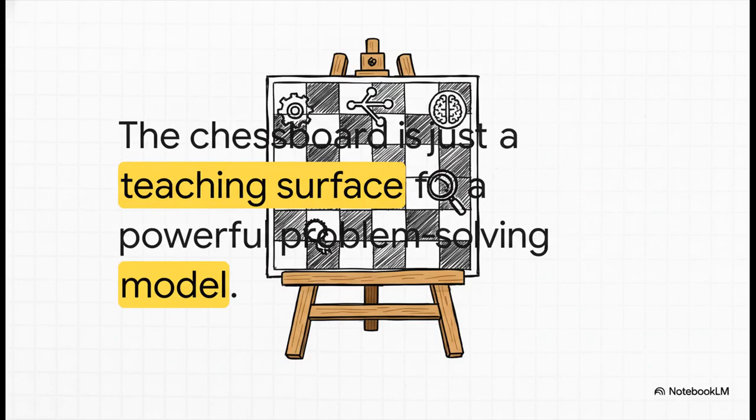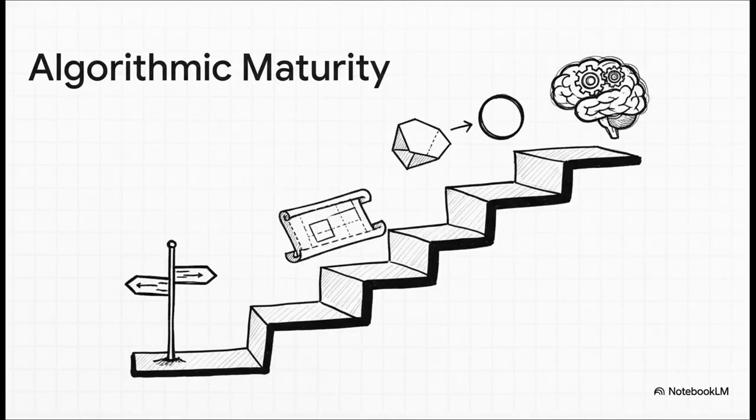So it's really important to see that the chessboard here is just a teaching surface. It's a visual aid. The real lesson is the mental model it gives you for solving a huge range of complex problems. By truly understanding this one problem, you've really leveled up your algorithmic maturity. You can now look at a problem and recognize, hey, this looks like a job for backtracking. You know how to think about designing the right constraints, how to keep your states small and efficient, and how to reason about why your approach is a good one. This is a massive step forward.